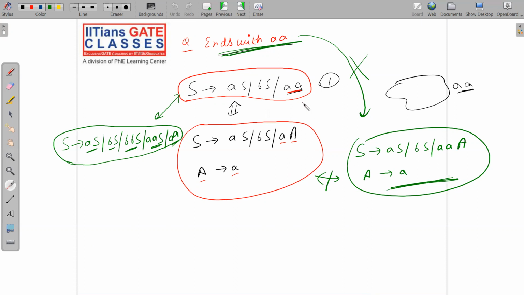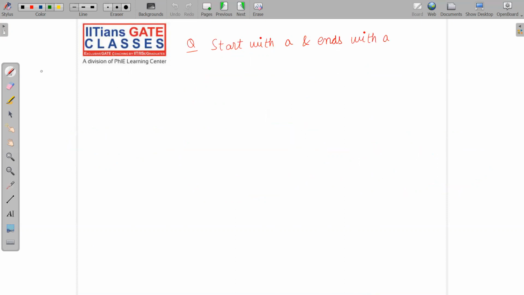Now I think this is more than sufficient. Next is starts with A and ends with A. This is again very, very simple. Starts with A means what? S implies AA. Now, jumping to C, starts with A and ends with A means what?